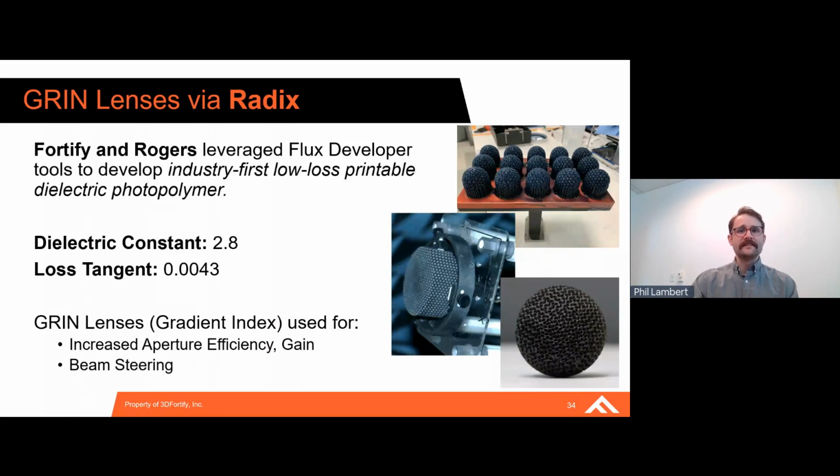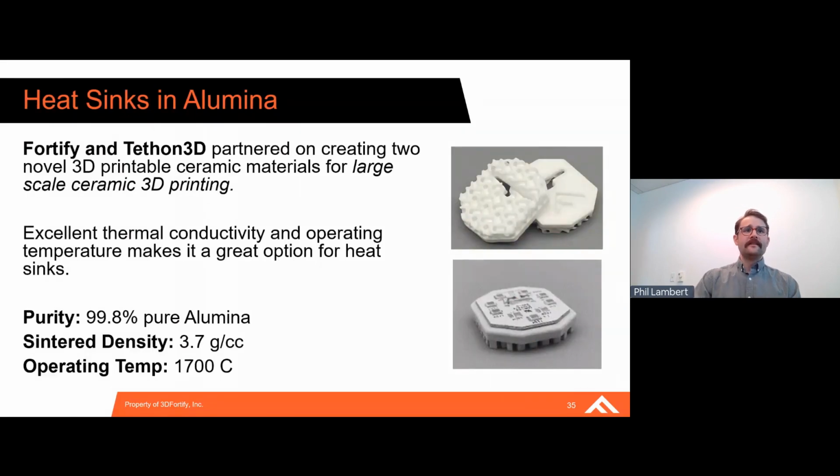So beyond that, Fortify also partnered with Tethon 3D. And Tethon 3D is a leading developer of photopolymer ceramics. So these are photopolymers loaded to a very high volume percent of pure ceramic additives, which then go into a sintering furnace to burn out the polymer and create fully dense ceramics. So that means these 3D printed ceramics have excellent thermal conductivity, for example, especially in this alumina heatsink example, and have an excellent sinter density and an excellent operating temperature, nearly up to 1700 C.